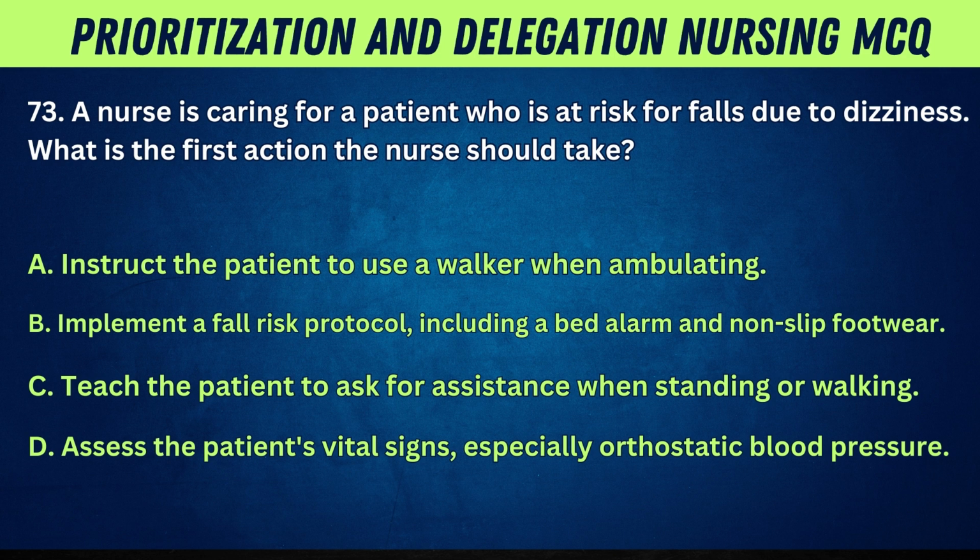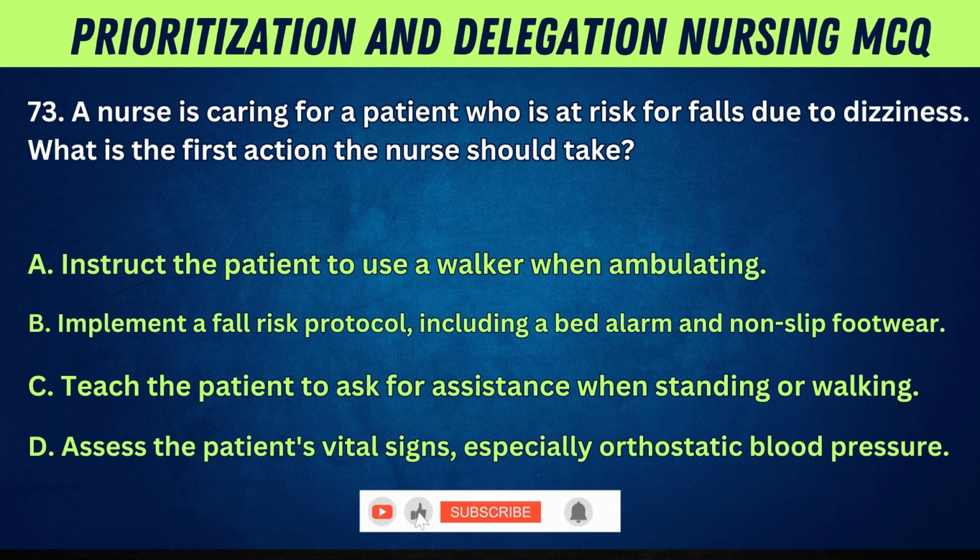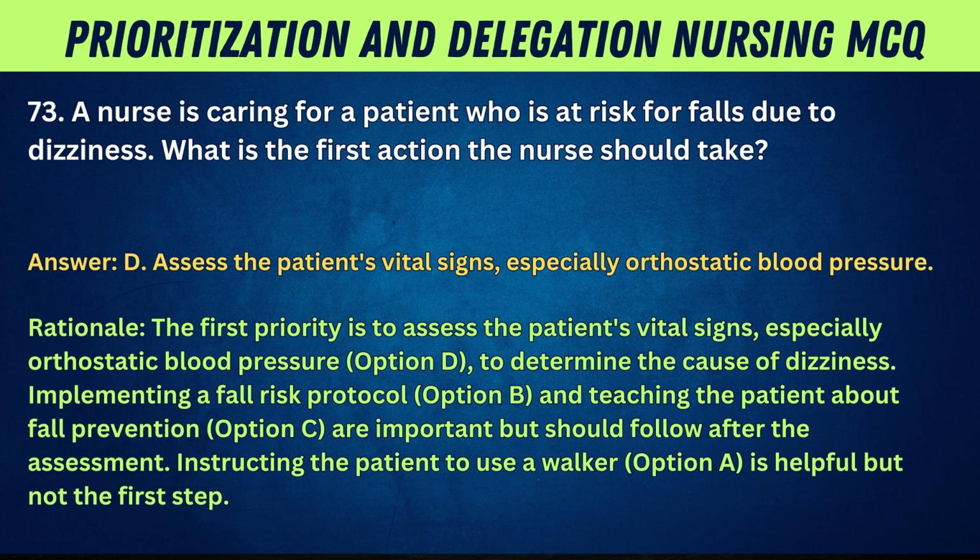73. A nurse is caring for a patient who is at risk for falls due to dizziness. What is the first action the nurse should take? A. Instruct the patient to use a walker when ambulating. B. Implement a fall risk protocol, including a bed alarm and non-slip footwear. C. Teach the patient to ask for assistance when standing or walking. D. Assess the patient's vital signs, especially orthostatic blood pressure. Answer. D. Assess the patient's vital signs, especially orthostatic blood pressure.